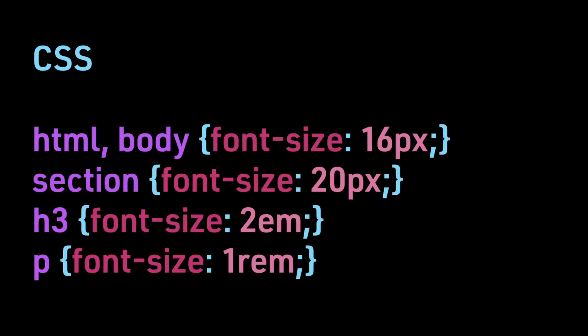HTML body, we have set the font size to 16 pixels. Section, font size is 20 pixels. H3, font size to 2 M. P, font size 1 rem. We use 16 pixels as the root HTML font size to reflect the standard size we determine from the points to pixels conversion. However, we can set this to whatever we want.